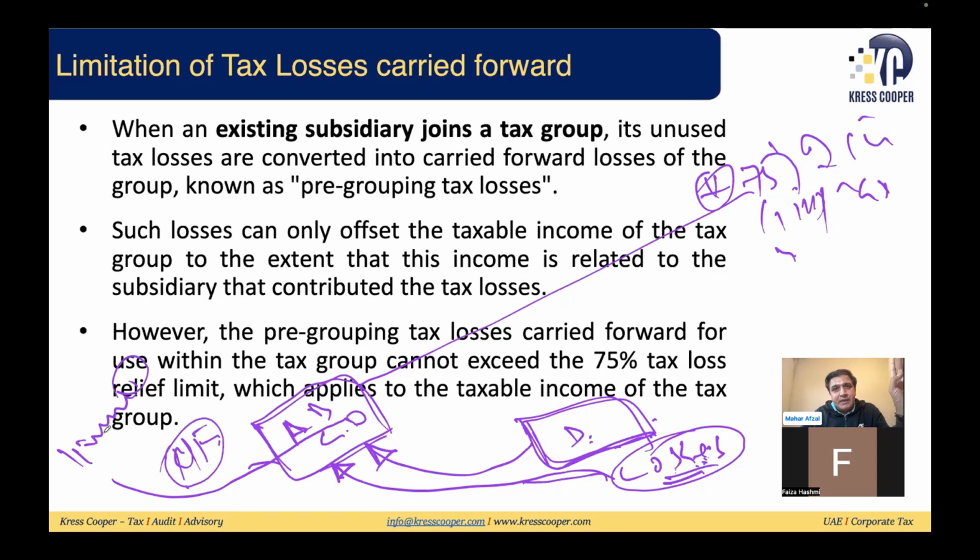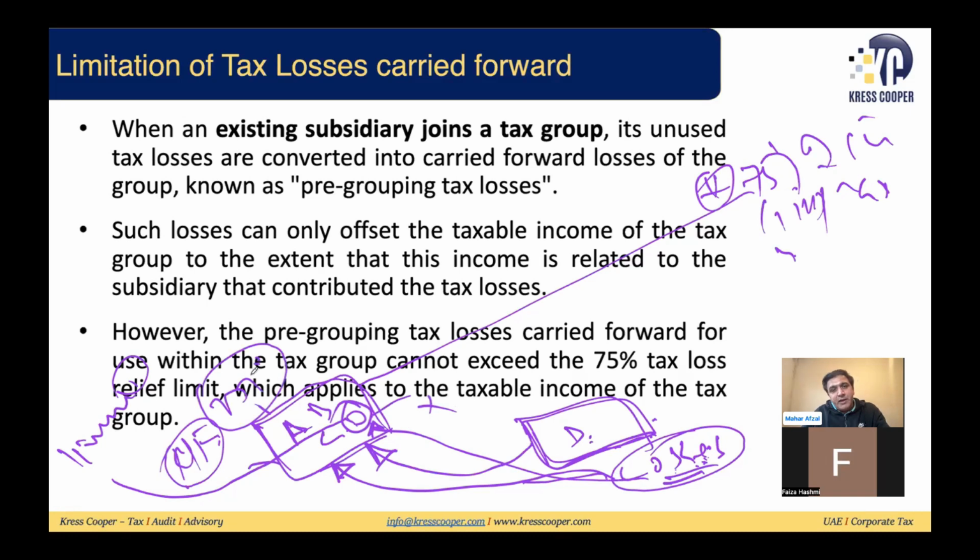Second condition. The pre-grouping losses of D subsidiary can be adjusted against the taxable income of D. Losses of D will be adjusted against income of D. If D income is lesser than losses, D cannot adjust more. For the group, it can adjust maximum up to 75%.